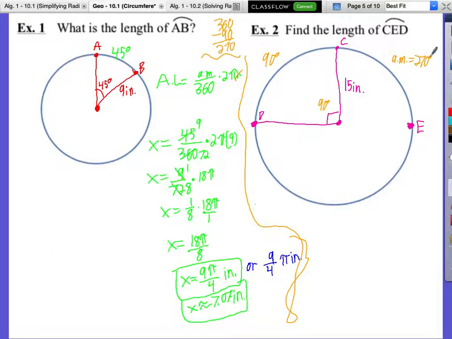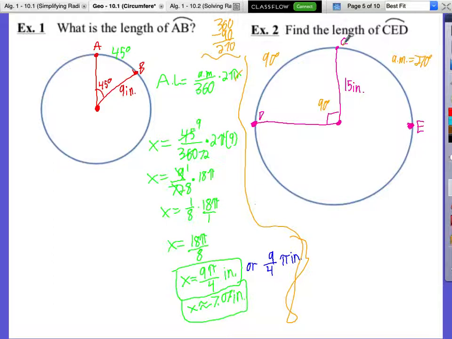Do we need arc measure to find arc length? Yes. That's good, we found it. Because if this is 90 degrees here, the rest of this must be 270. So the arc measure for major arc CED is 270. What's the difference between the arc measure and the arc length? Arc measure is in degrees and it's how much of the circle it is. Length is the actual distance. It's from the very first part we were talking about.